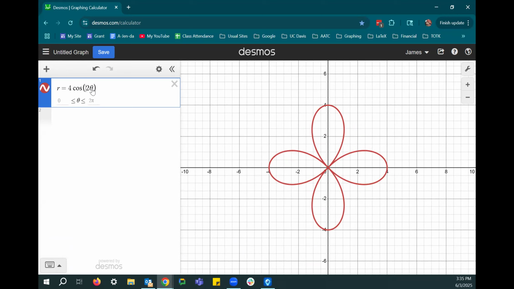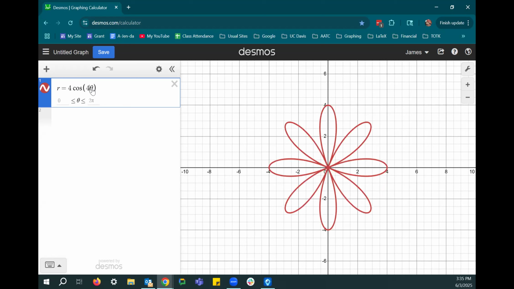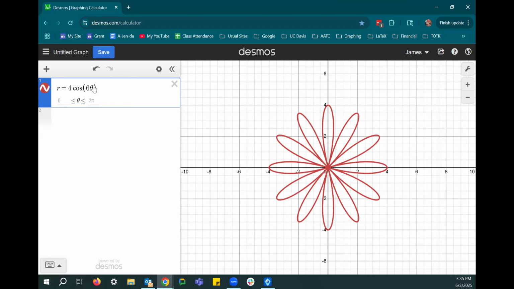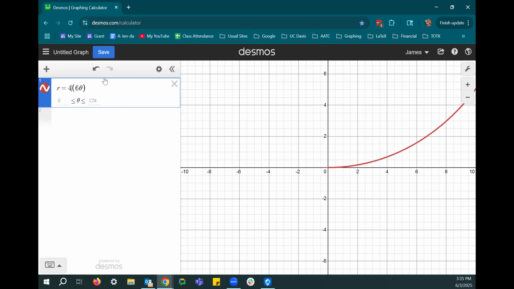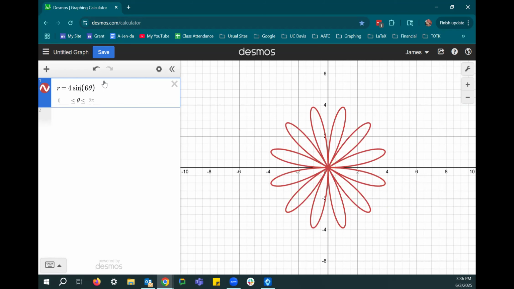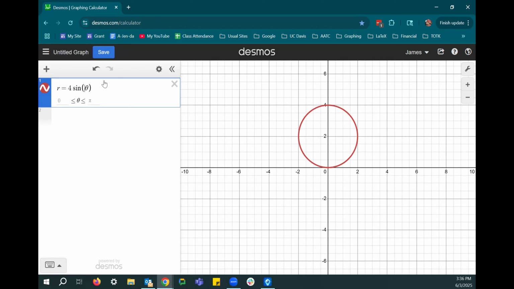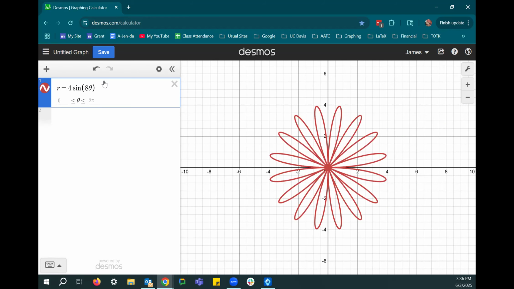And then if you have cosine of 4 theta, you get 8 petals. Cosine of 6 theta, you get 12, and so on and so forth. And for the cosine ones, you always get 4 of them on the x and y axis. And for the sine ones, you never do. All 12 of them are off axis. So you get 3 in each quadrant, or 4 in each quadrant, and so on and so on and so on.